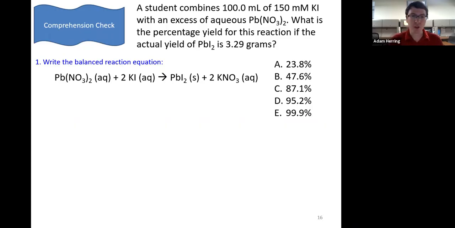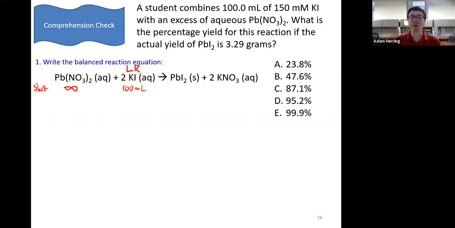Now, let's determine from that how much our theoretical yield would be for the lead iodide. In order to do this, we need to account for both the balanced chemical equation and the actual amounts that we have. So what do we actually start with? We start with 100 milliliters of lead nitrate, or excuse me, 100 milliliters of potassium iodide. And we have an excess of the lead nitrate. So we know already that our potassium iodide is going to be our limiting reactant.